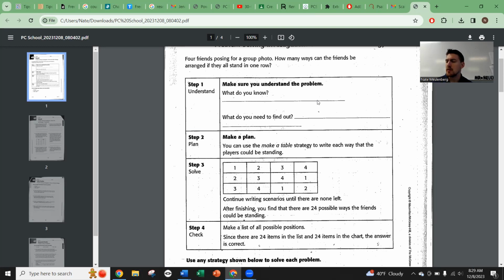Okay, what do we need to find out? Mariah, what do you think? How many different rows of the same there? Yeah, that's about right. How many ways the friends can be arranged in the photo? How many ways they can line up? How many different ways can they line up? Yeah. How many ways can we arrange them? Perfect. You can write that down. So what do you need to find out? How many ways the friends can be arranged in the photo?